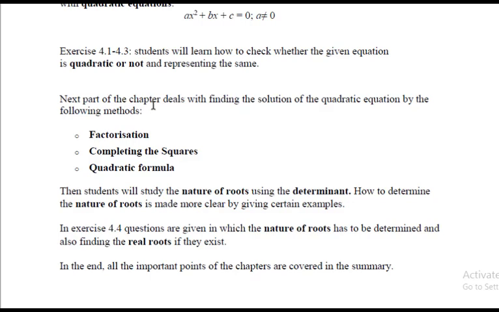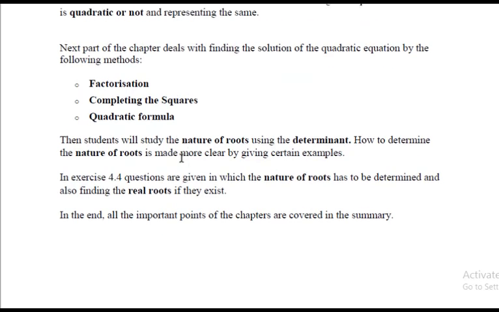The next part of this chapter deals with finding the solution of a quadratic equation by the following methods. There are mainly 3 important methods in quadratic equations: factorization, completing the squares and quadratic formula. Then students will study the nature of roots using the discriminant. How to determine the nature of roots is made clearer by giving certain examples.